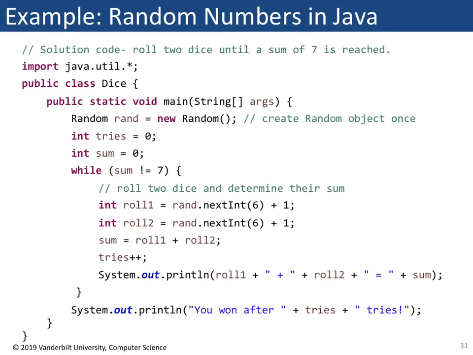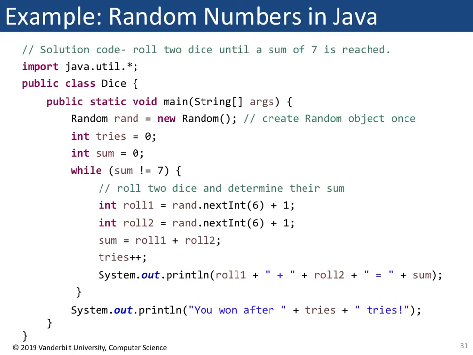So to code this, first of all, we need to initialize and declare a random object. So we declare a variable called rand of type Random. Notice we're importing java.util.*. And we are assigning our rand variable a new instance of the Random class object. So we create one random object and assign it to our rand variable.